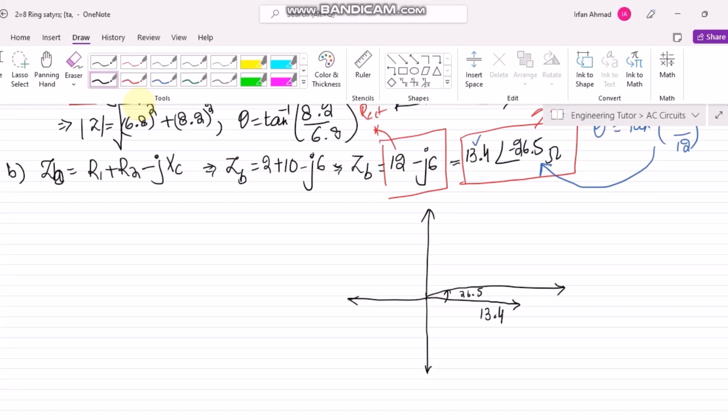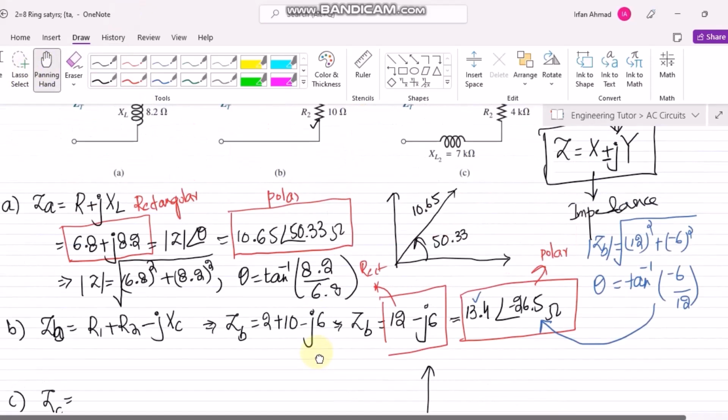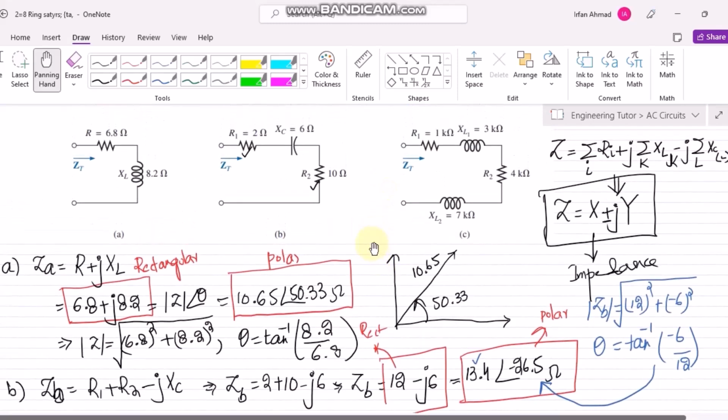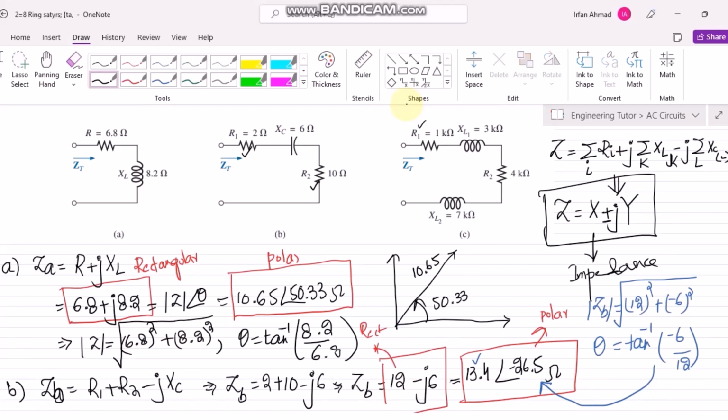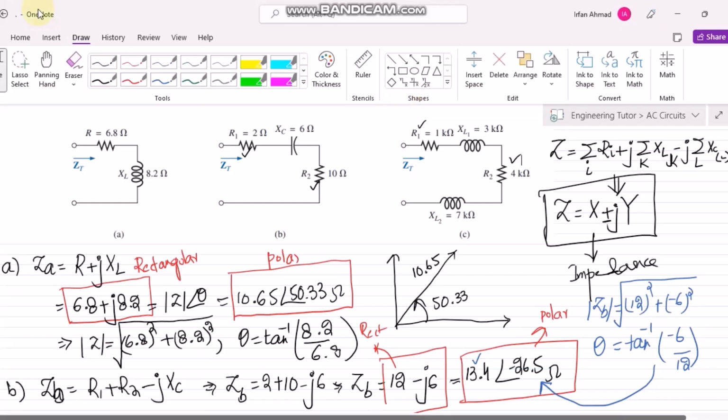Similarly, in order to calculate the values in part C, let me call it ZC, and let me see how many resistances, inductors and capacitors I have here. So, here I have two resistors R1, R2 and two inductive reactances XL1 and XL2 here as well. Okay. So, now let me move on.